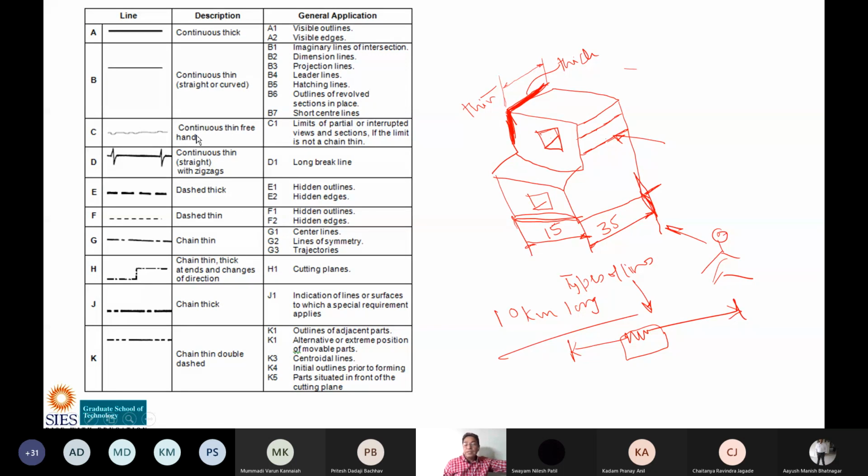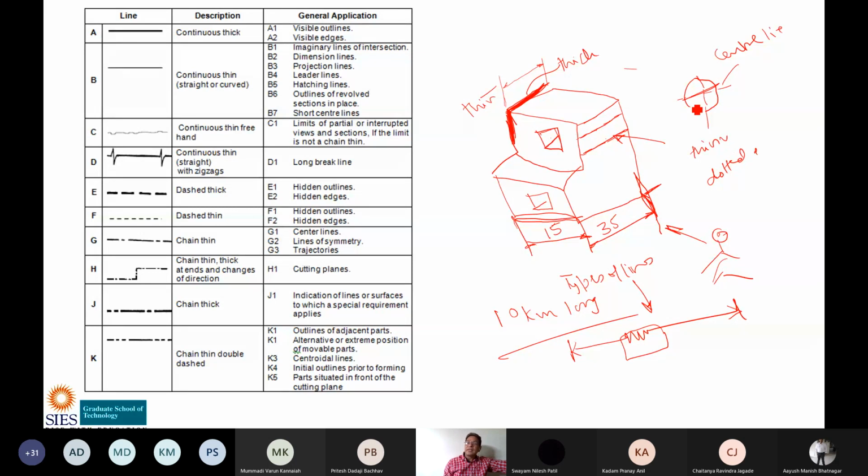Suppose I have drawn a circle here. Suppose somewhere here, I draw a circle. Now I want to show that the center of the circle is here, and an imaginary axis passes like this. So this line is called a center line. Here we cannot use a continuous line. Here we cannot use a thin line. Here we cannot use a dotted line, because that will have a different meaning.